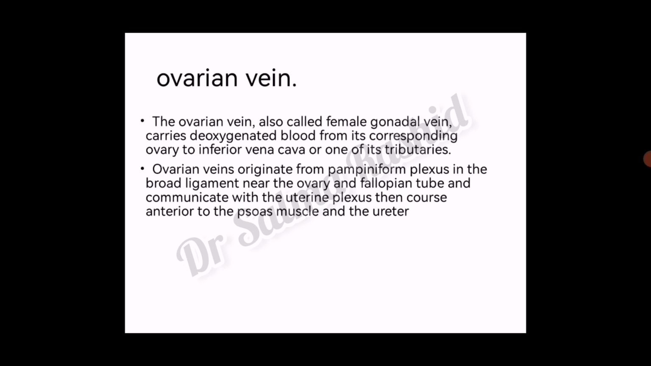So ovarian vein, also called female gonadal vein, carries deoxygenated blood from its corresponding ovary to inferior vena cava or one of its tributaries. Ovarian veins originate from pampiniform plexus in the broad ligament near the ovary and fallopian tube and communicate with the uterine plexus, then course anterior to the psoas muscle and the ureter. This is an important point.